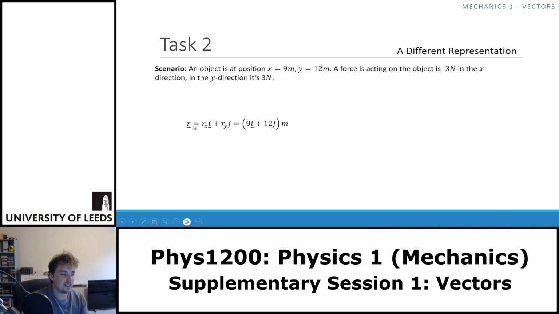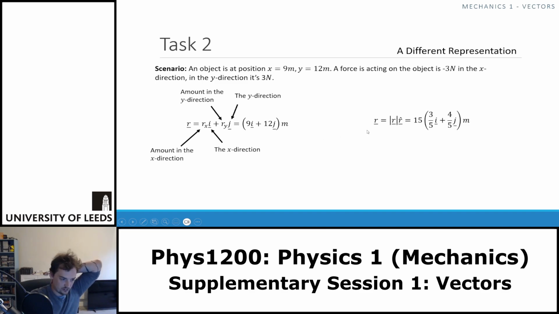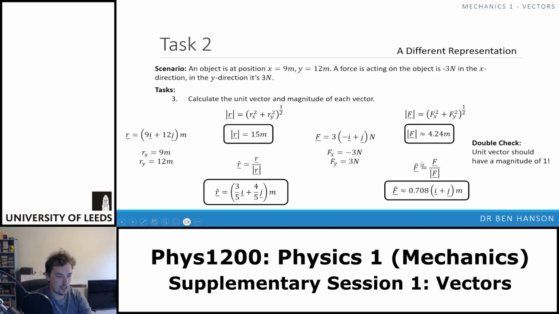So here's something interesting. I can write this vector algebraically as Rx in the i direction plus Ry in the j direction, which is this. That's an amount in the x direction multiplied by the unit vector, the x direction itself. Amount in the y direction multiplied by the y direction itself, or the unit vector in that direction. But I can also say, check this out. If unit vector equals vector divided by magnitude, then vector equals unit vector times magnitude.